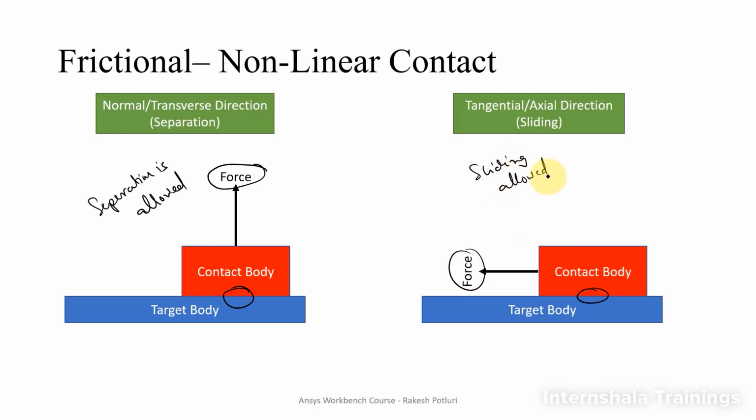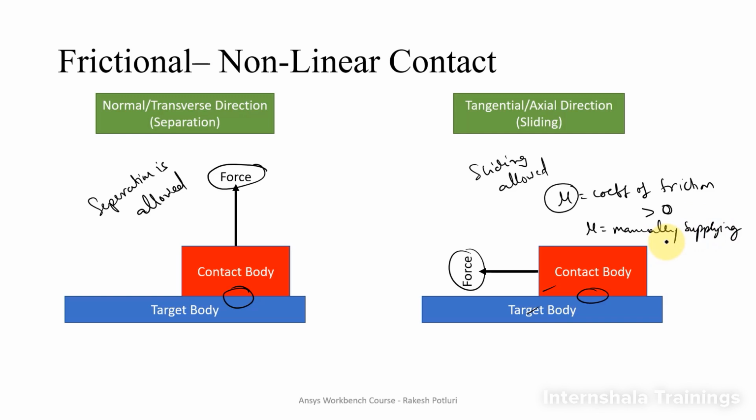But you might ask, what is the difference between frictionless and frictional? As the name suggests, here you are going to have a mu value, that is, a coefficient of friction value greater than 0. That means there is some kind of friction between the contact body and the target body, so the sliding will not be as smooth as in the frictionless contact. That is the only difference. Here you will have to manually supply the mu value. So this is the frictional nonlinear contact.